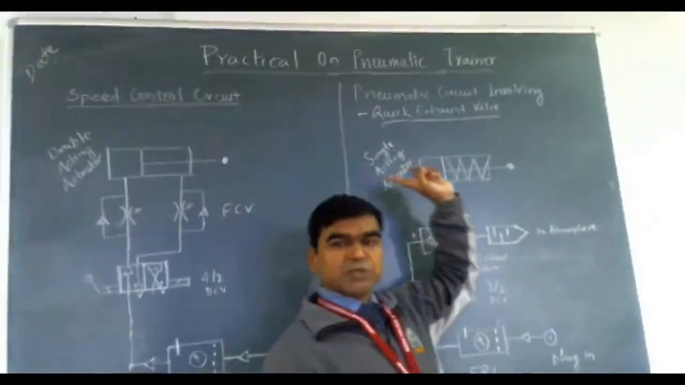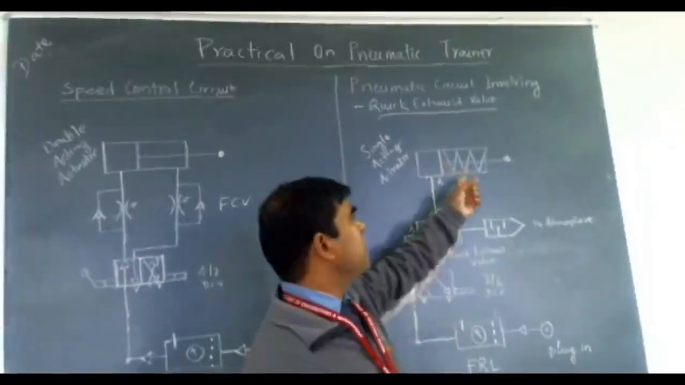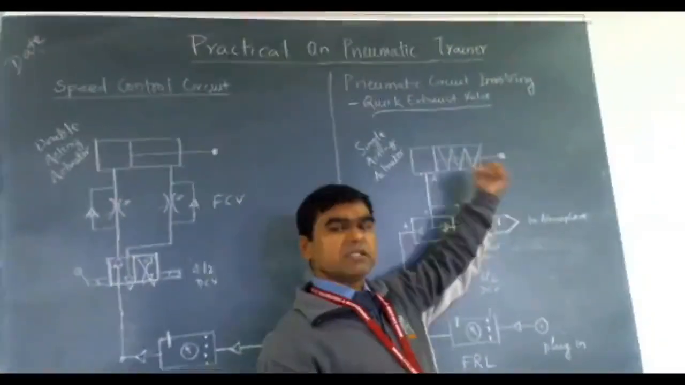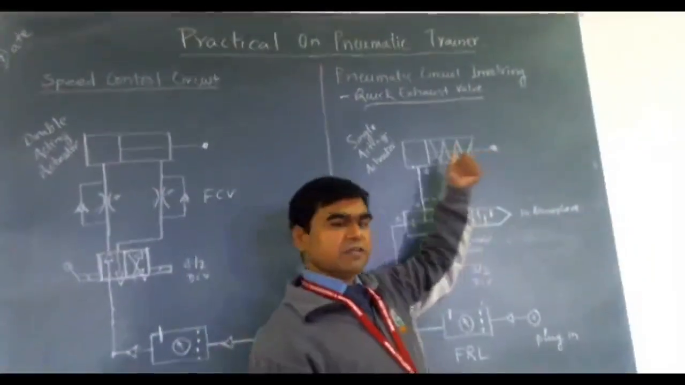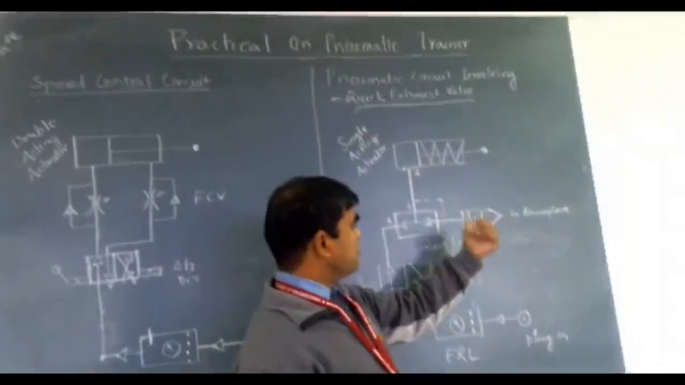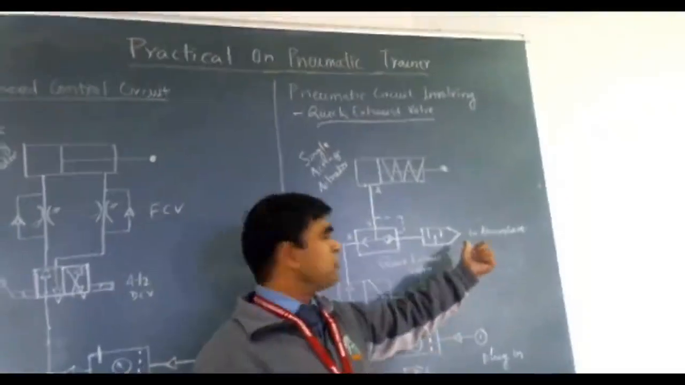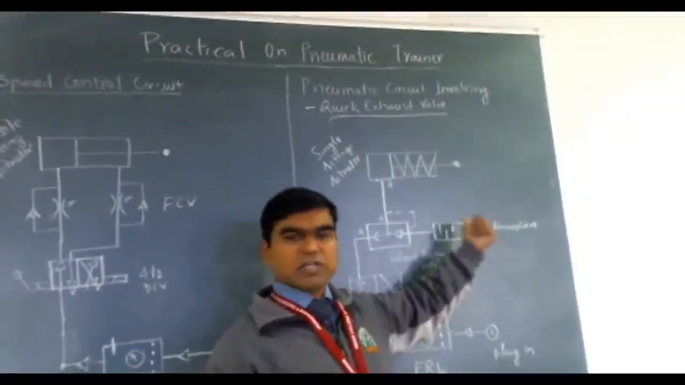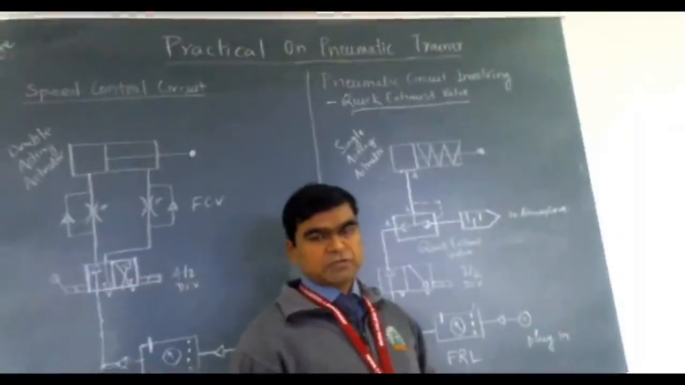Single acting actuator means one way we actuate with fluid power, and the other way it actuates by different means, mechanical means. Here we have a spring return. That's why it is called a single acting actuator. So this is the exhaust. This is the symbol of a muffler. We are not going to see it on the trainer, but based on the typical circuit I have shown this here. So, moving to the trainer.